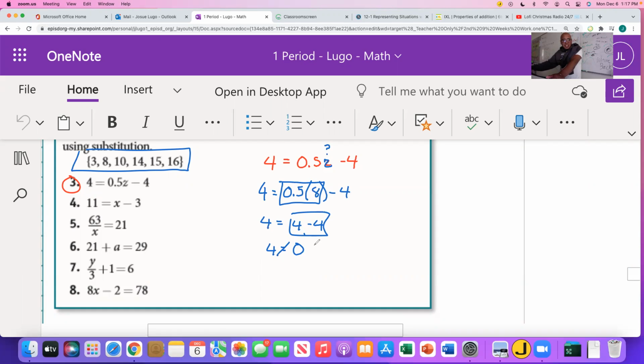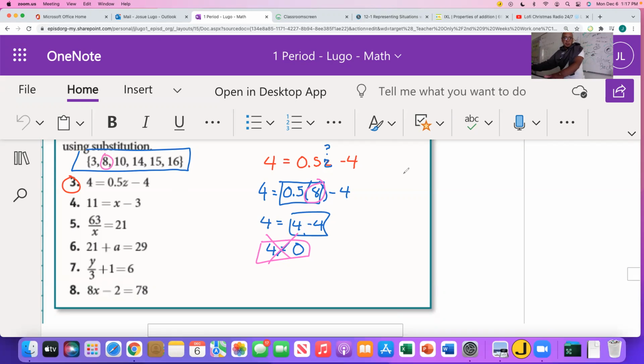No. Notice how when I substituted the Z for an 8, it did not give me a true statement. This is not true, meaning that Z is not equal to 8. The solution is not 8. So did I just waste my time? No, because now I know for a fact that 8 is not the solution for this one.